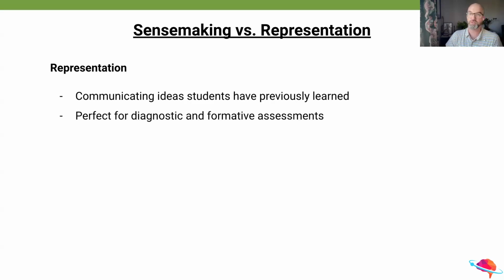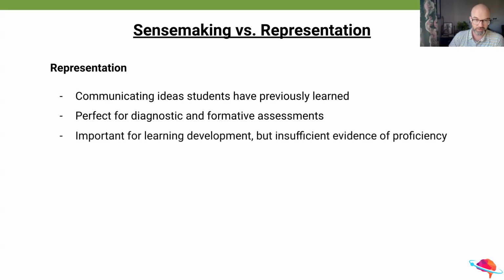If we don't know that students don't know things, that can be a little rocky. So diagnostic assessments, formative assessments: do you have this prior knowledge? Do you understand this thing that I talked to you about today? Those are really, really important. However, it is insufficient evidence of proficiency.